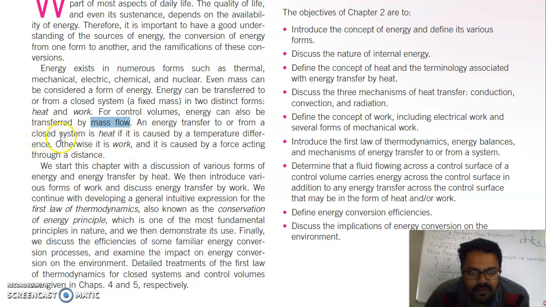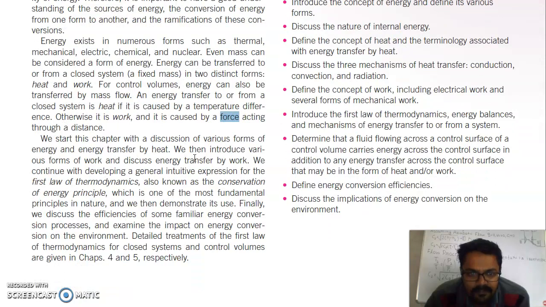If the system is closed, there is no transfer of mass, then the form of energy transfer is heat, which is caused by a temperature difference. Otherwise, if there is a mass flow, or you can say otherwise it is work, which is caused by force acting through a distance, like the movement of a piston in a cylinder. High pressure gases put force on the piston and the piston will move. This is the work. So there are two types of interaction, either heat interaction or work. We start this chapter with the discussion of various forms of energy and energy transfer by heat.